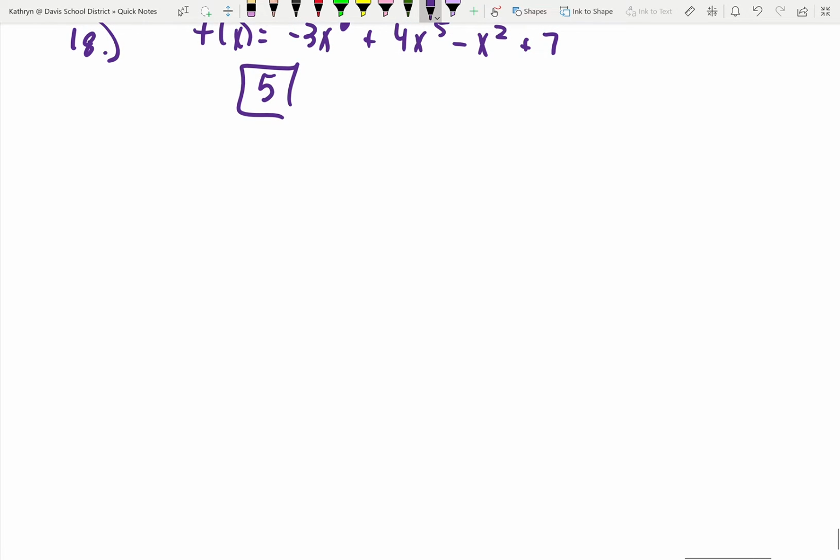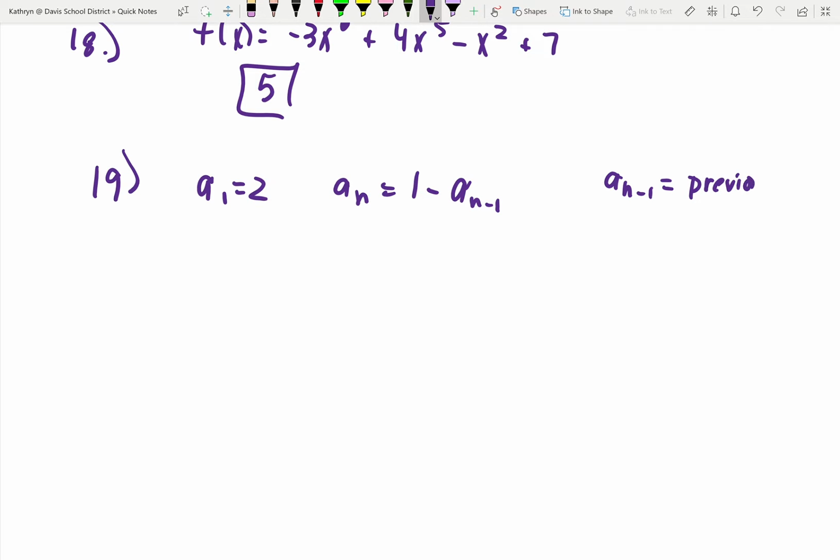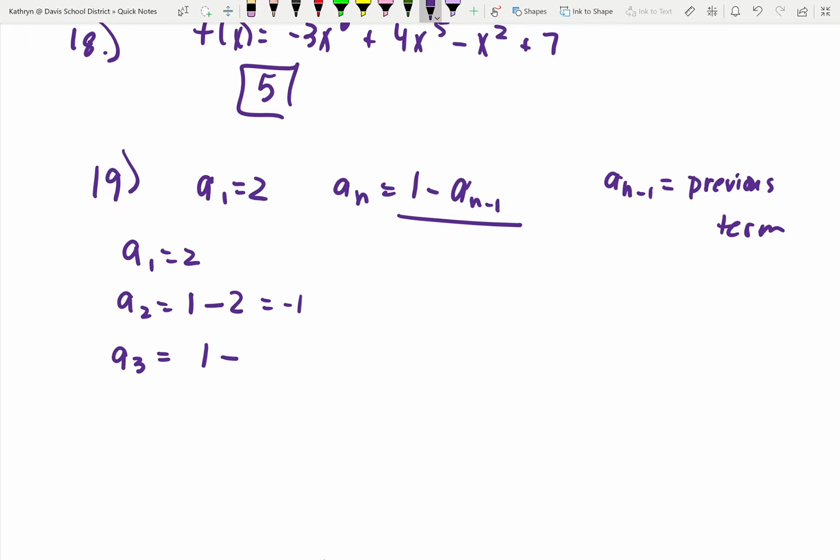Question 19. You guys, the key to getting number 19 correct is remembering what a sub n minus 1 means. If you don't remember what that means, you're not going to get it right. It means the previous term. Okay, so the first term is 2. The second term, follow that formula, it's 1 minus the previous term, which is a 2, that gives you negative 1. A sub 3 is what they're looking for, so use the formula, 1 minus the previous term is a negative 1, minus a negative 1 is a plus 1, you get a 2, and that's your answer.